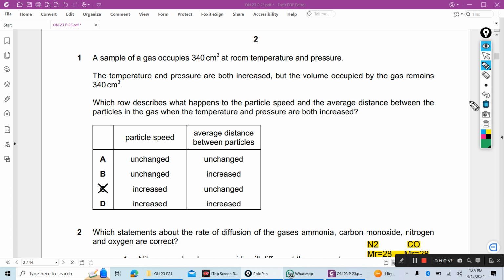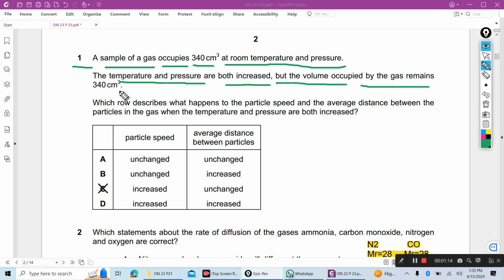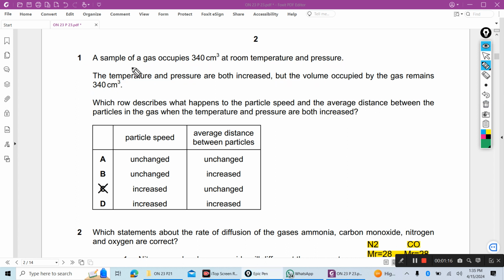Number 1. A sample of gas occupies 340 centimeter cube at room temperature and pressure. The temperature and pressure are both increased. Temperature and pressure both increase, so the volume occupied by the gas remains the same. So here temperature and pressure increase, but volume remains constant.